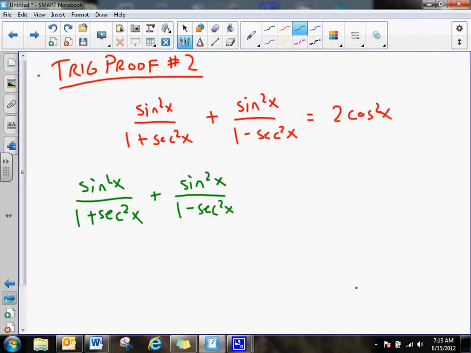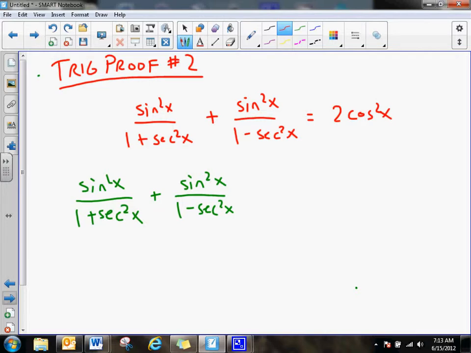Okay. And also, just looking ahead, if my final step needs to be 2 cosine squared, I'm going to anticipate, I've got sines and secants here, that at some point I'm going to have to change things to sine and cosine as well. Well, let's see what happens. Let's combine these fractions.